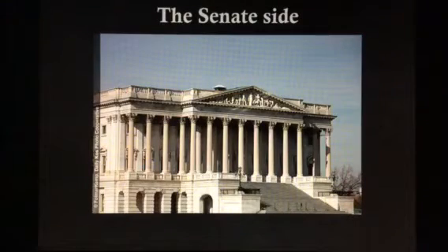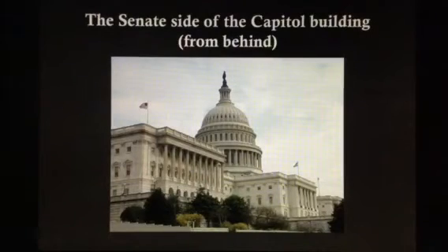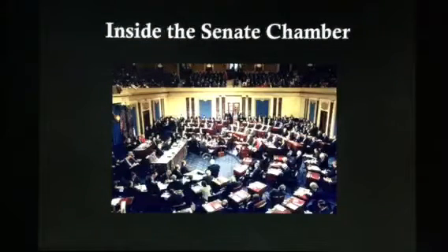The Senate side is on the other side of the Capitol building, the right-hand side if you're facing it from the front. Here's the Senate side from the rear view, or from the back side of the Capitol building. Inside the Senate chamber. The Senate chamber is smaller. The House chamber is larger. Just like the House chamber, there is a section for the gallery for citizens to come in and watch the Senate at work.